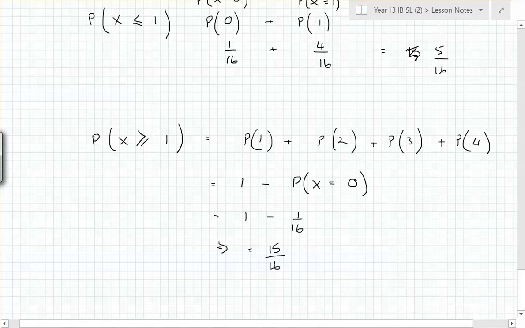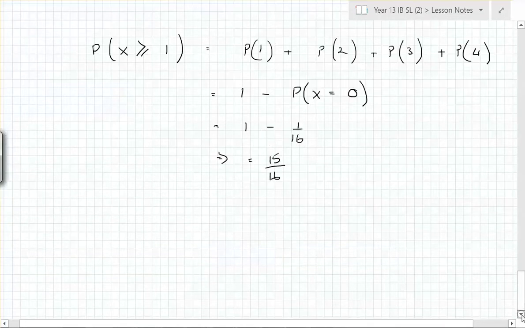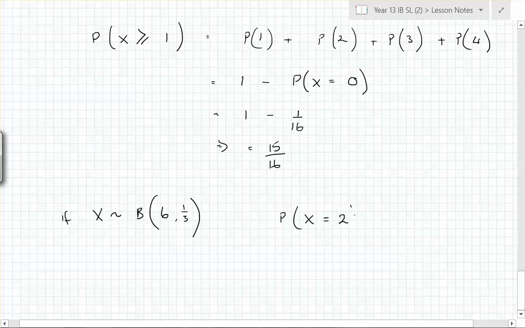So we've shown all the different ways they're going to ask a question now. Having to do more than one together, but always using the previous bit. Now, I did want to just check your understanding of question 2, and it says this: if x wiggly line B, brackets, 6, a third, find the probability of x equals 2, to 3 significant figures. That's part A.